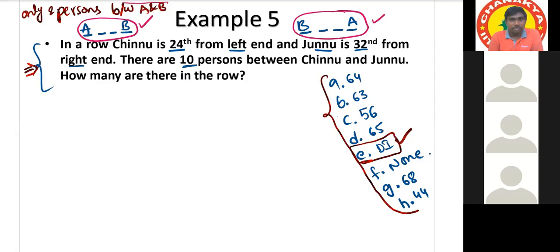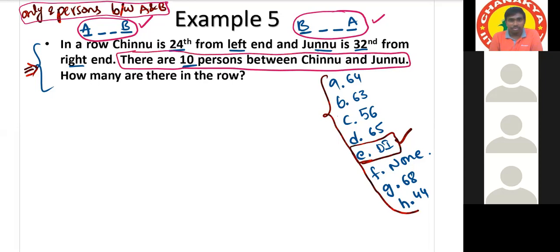So if this type of statements are given, we should be very careful because we'll get possible arrangements, not a definite arrangement, not a confirmed arrangement. Here also a similar statement is available in our question. This is a dangerous statement. What is the danger in this? There are 10 persons between Chinnu and Junnu, but he has not mentioned whether Chinnu is on the left of Junnu or right of Junnu.